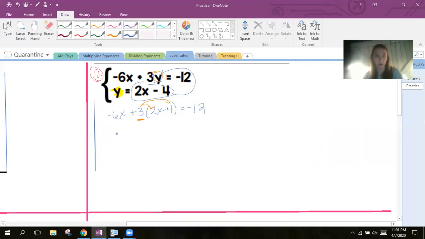Okay, so I'm just going to bring my negative 6x down just so I don't forget it. So then I have a positive 3 times a positive 2x. So that's going to be a positive 6x. All right, and then I have a positive 3 times a negative 4. So that's going to be negative 12. And that all equals negative 12. Okay, so then I can see that I can combine these two terms over here.